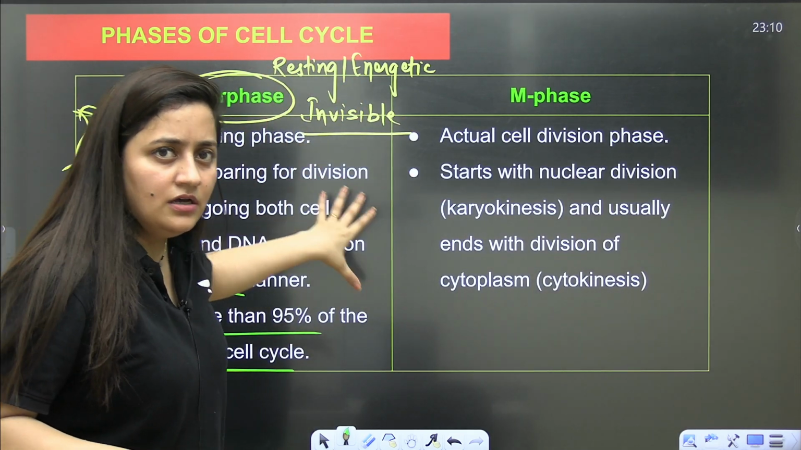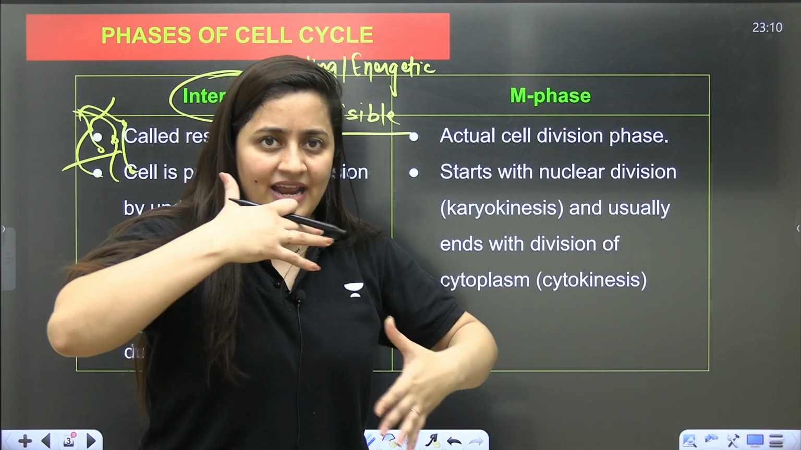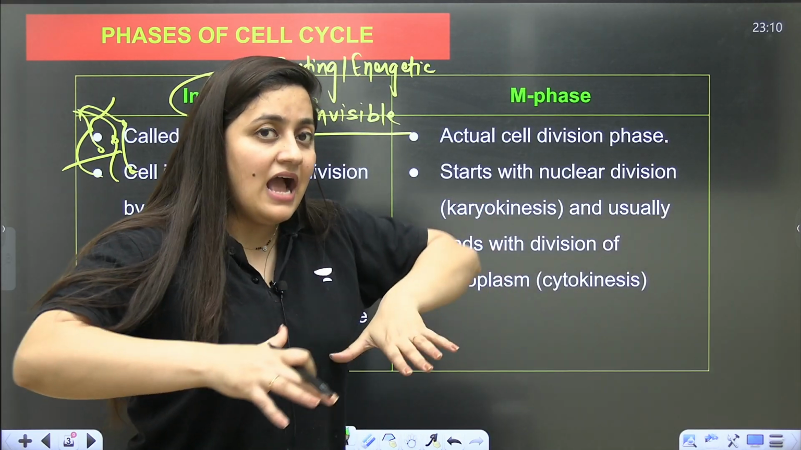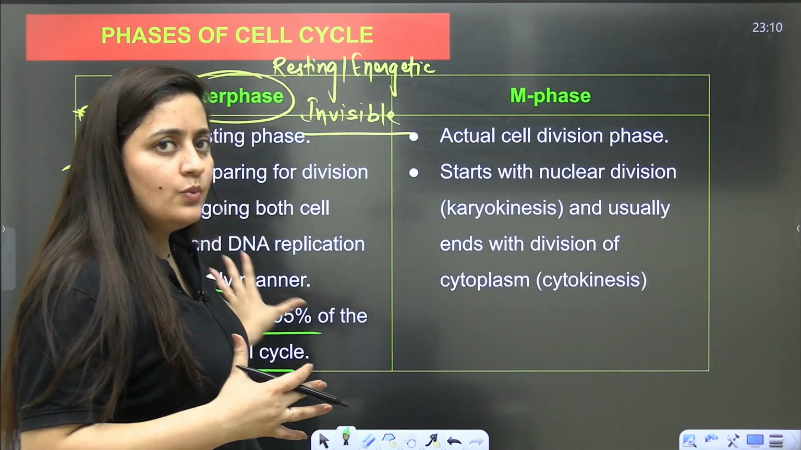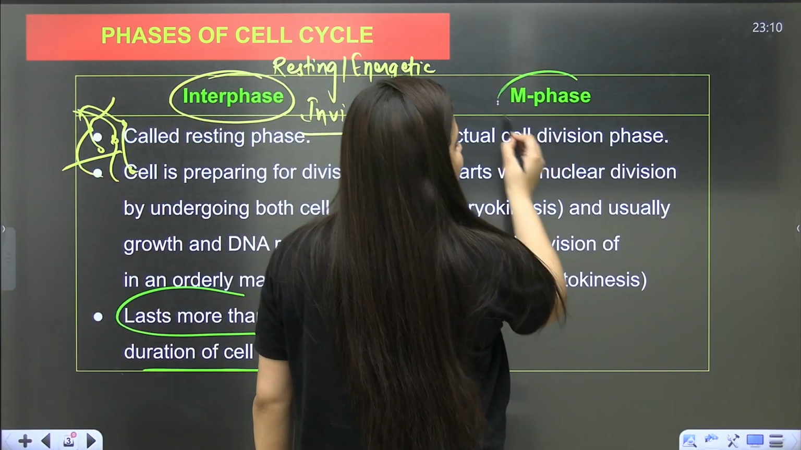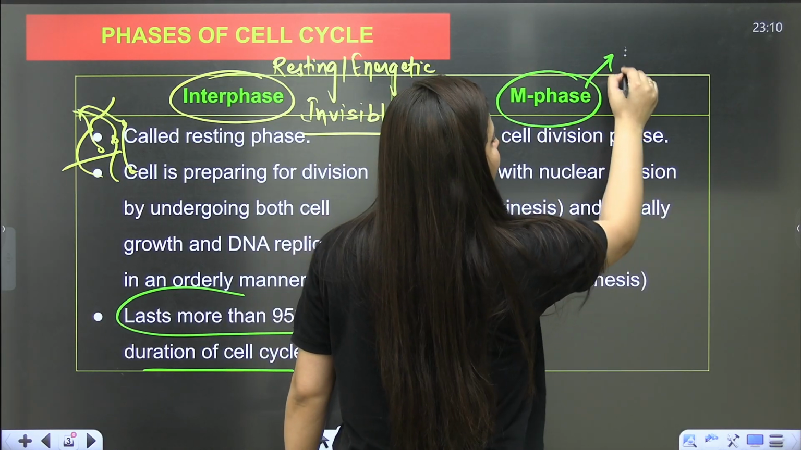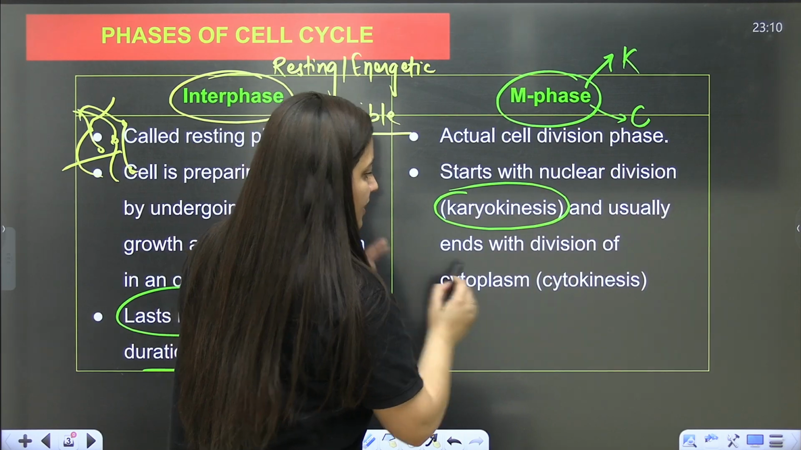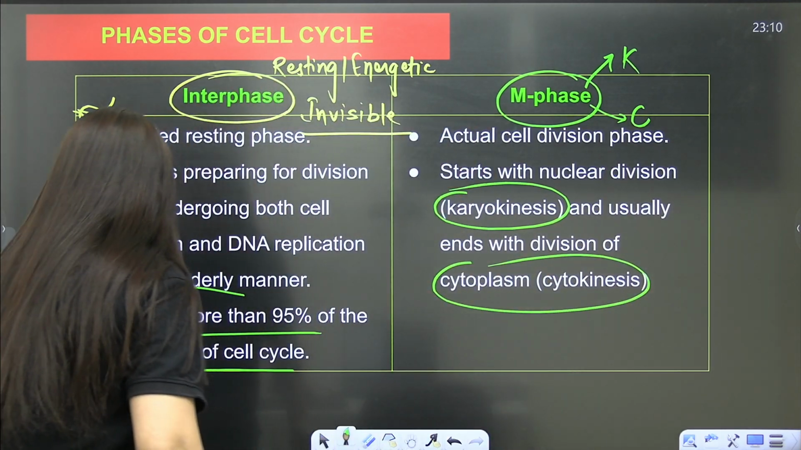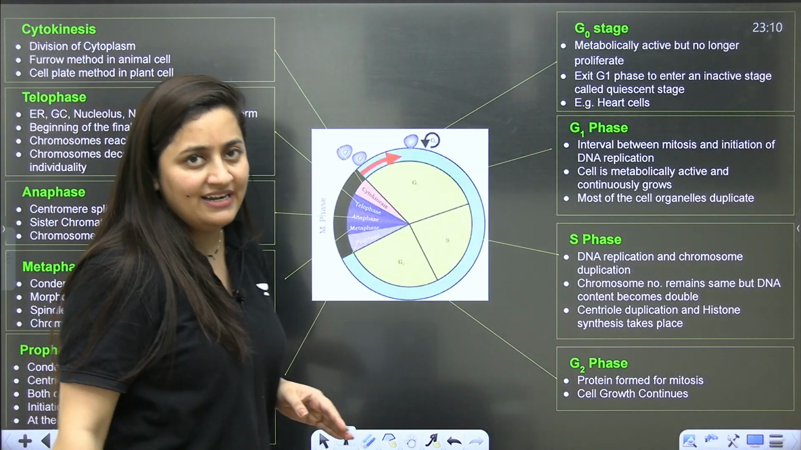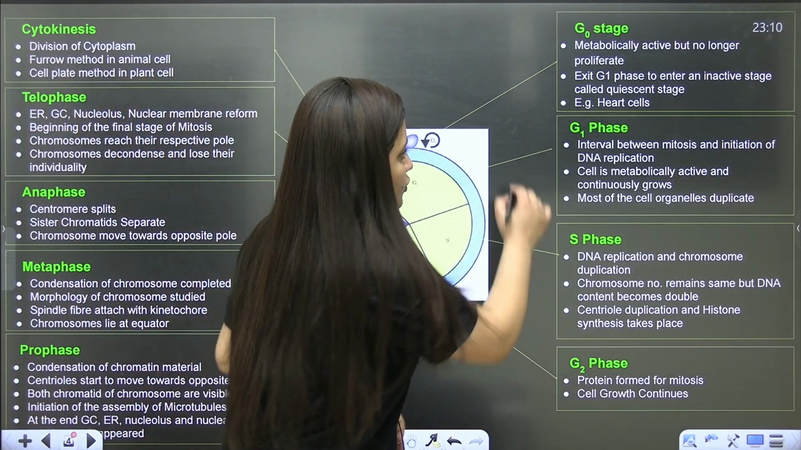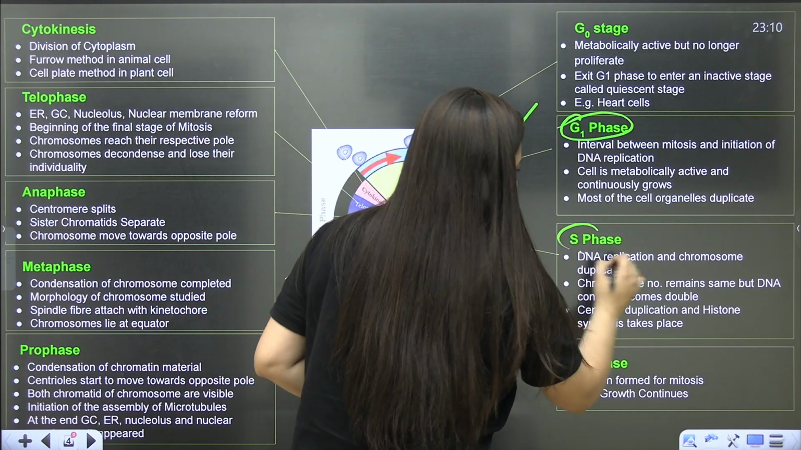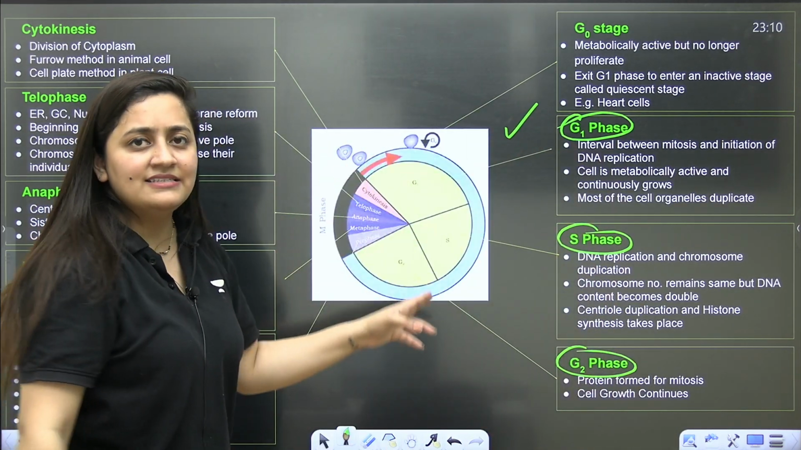Here the content duplication, the DNA duplication, and even the organelle duplication, everything will take place. And the M phase is the phase where actual division will occur. It has karyokinesis followed by cytokinesis. Karyokinesis means nuclear division, cytokinesis means cytoplasmic division. Now when we talk about the interphase, we divide it into three phases: the G1 phase, the S phase and the G2 phase. You all can see this diagram as well.